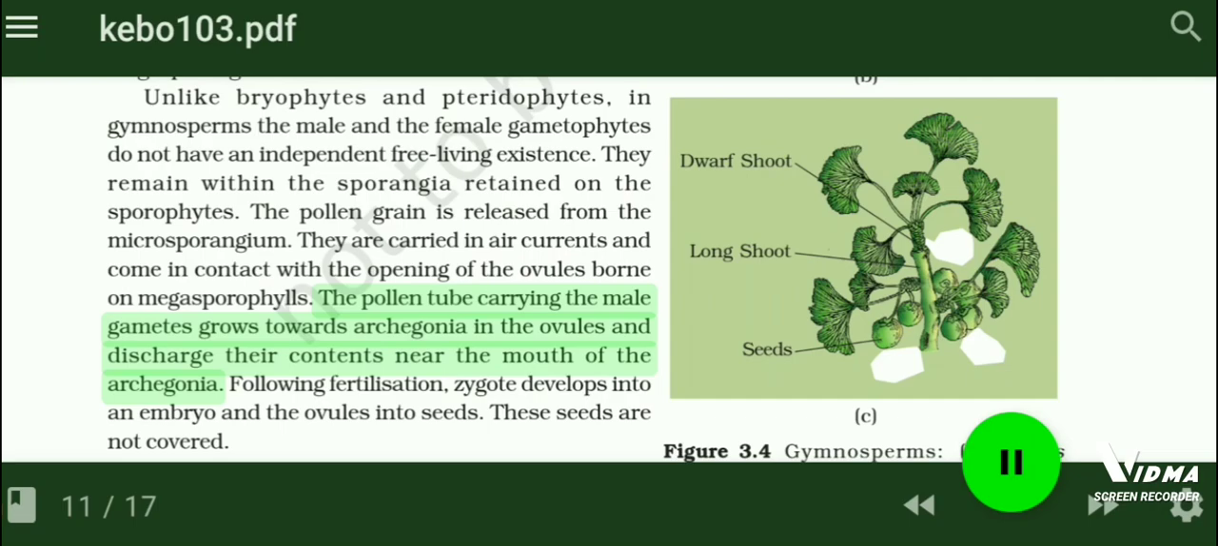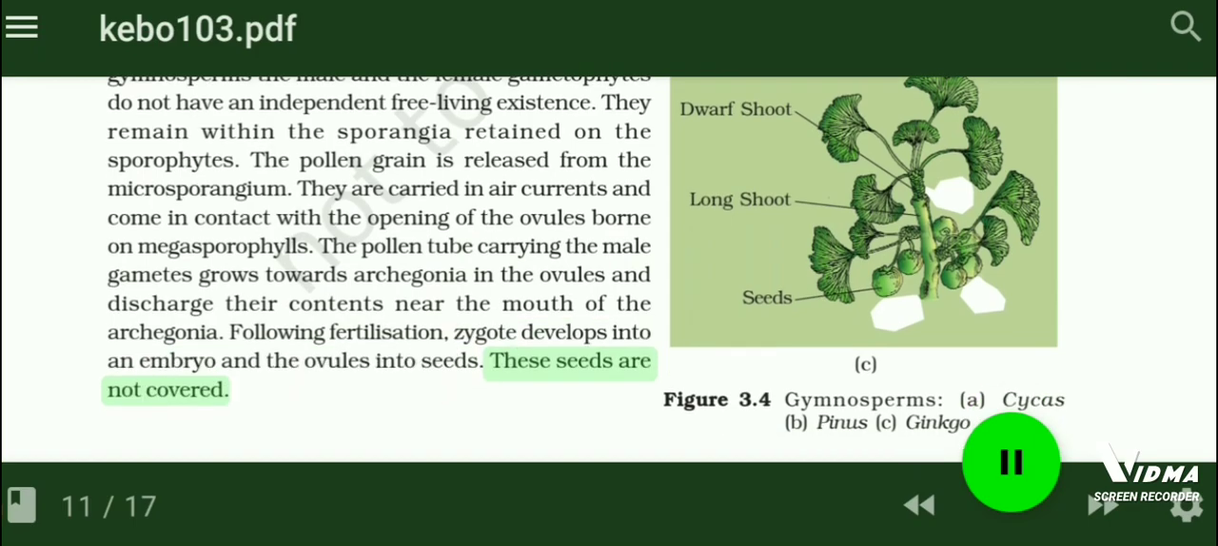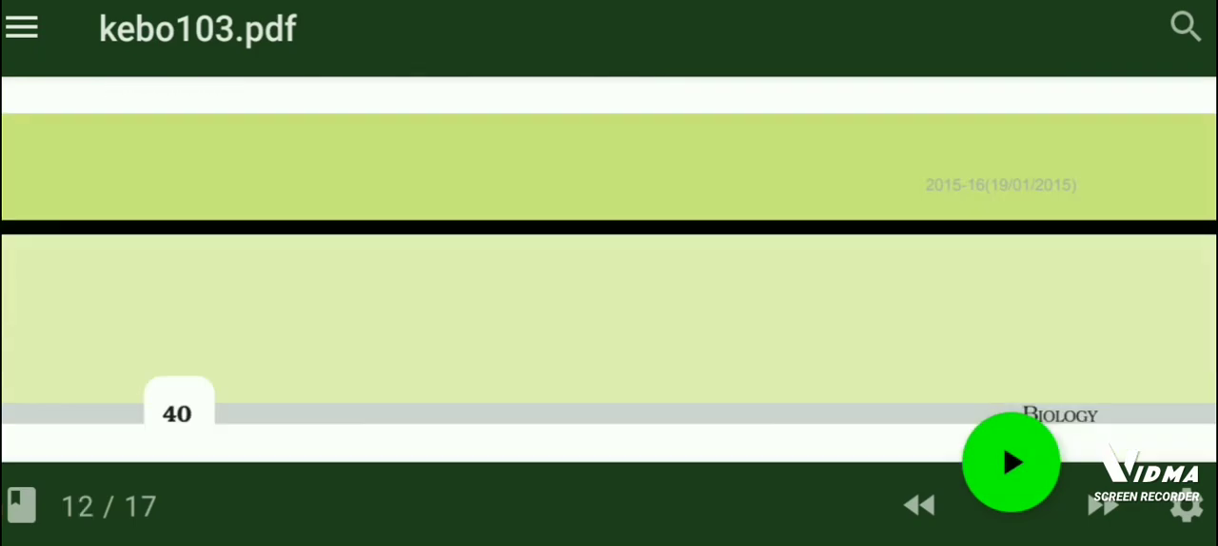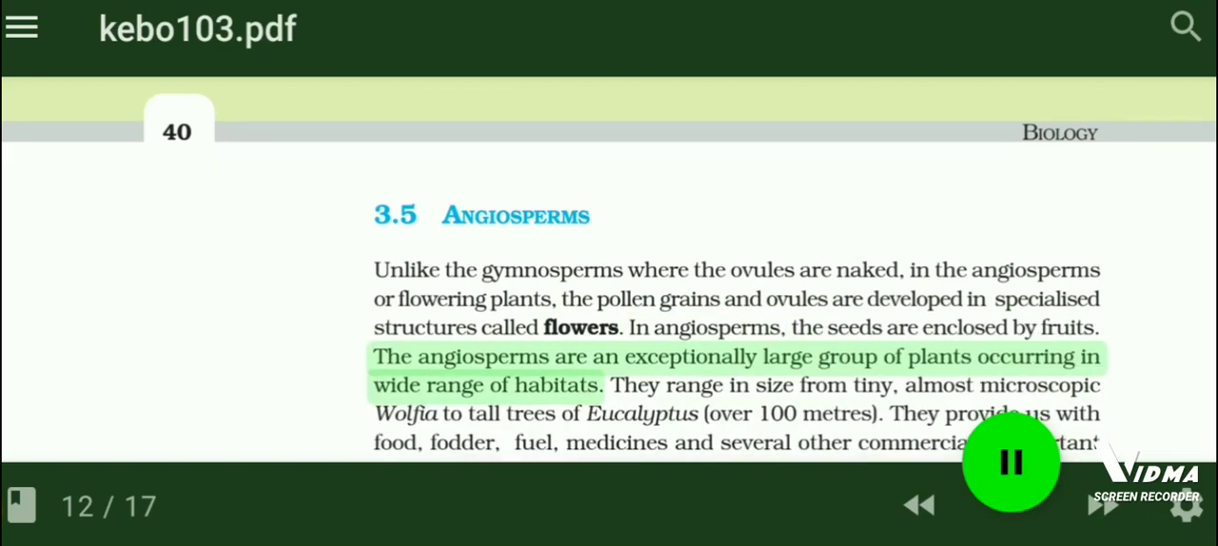Unlike bryophytes and pteridophytes, in gymnosperms the male and the female gametophytes do not have an independent free-living existence. They remain within the sporangia retained on the sporophytes. The pollen grain is released from the microsporangium. They are carried in air currents and come in contact with the opening of the ovules borne on megasporophylls. The pollen tube carrying the male gametes grows towards archegonia in the ovules and discharges their contents near the mouth of the archegonia. Following fertilization, zygote develops into an embryo and the ovules into seeds. These seeds are not covered.